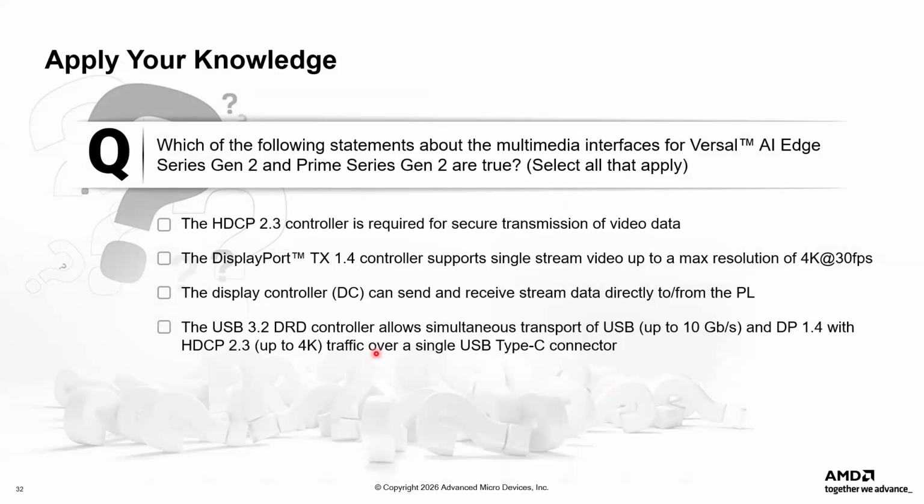So question, which of the following statements about the multimedia interfaces are true? That HDCP 2.3 is required for secure transmission? Yes. The DisplayPort TX version 1.4 supports a single stream video up to max resolution. Actually, single stream can go higher than that. The display controller can send and receive data directly to it from the PL. That is true. And the USB 3.2 DRD controller allows simultaneous transport of USB up to 10 gigabits per second in DPU. Yes, so that one is true. So the first one, third one, fourth one are true.